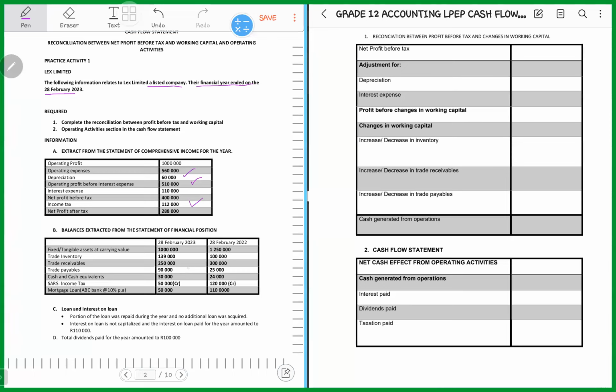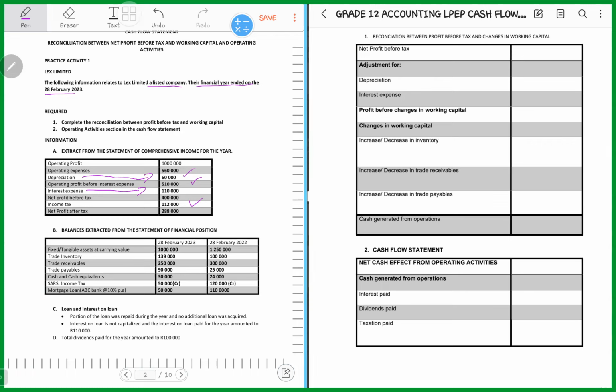So when we are going to prepare the reconciliation between profit before tax and changes in working capital note, from the extract from the statement of comprehensive income, we are only going to need the depreciation for the year. We are only going to need the interest expense and also the net profit before tax. Before we do anything, we have to reconcile our profits.